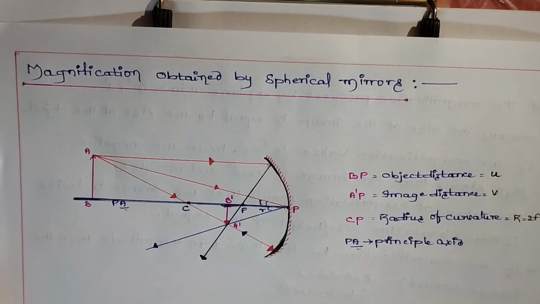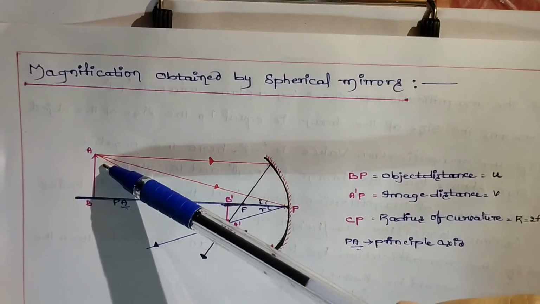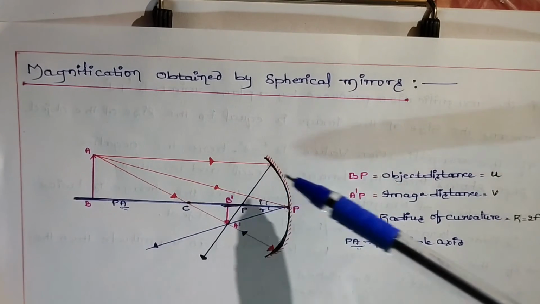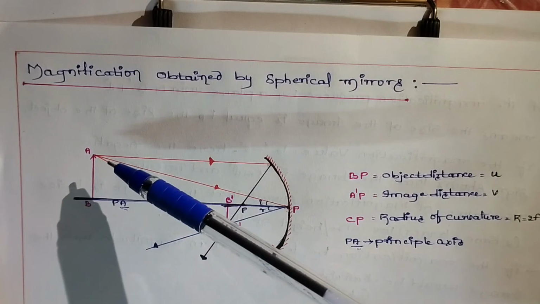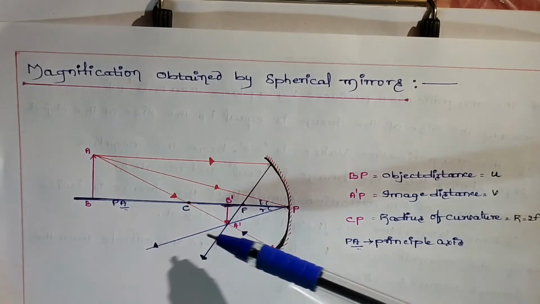And in magnification, the size of the object does not change, rather the size of the image changes. Depending on the position of the object placed in front of the mirror, the size of the image varies, that is, it may be enlarged or diminished depending on the position of the object placed in front of the mirror.